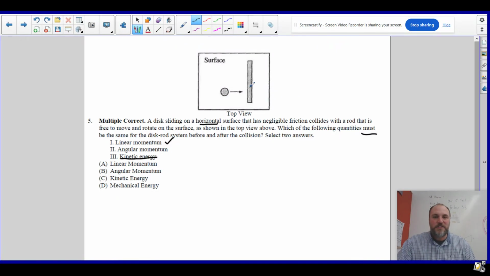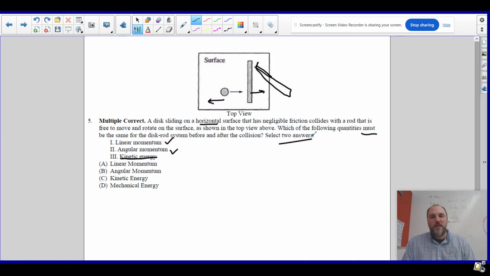When the ball hits the rod, it is going to rotate around its center of mass. But the reason why the rod rotates is due to the force of the disc. The disc is going to slow down and lose angular momentum because of the force of the rod on the disc. And since those are internal or third law pairs, I would expect the angular momentum to be conserved as well.